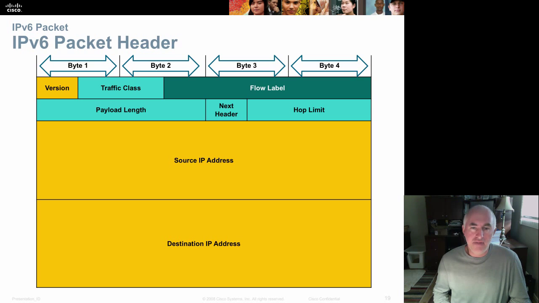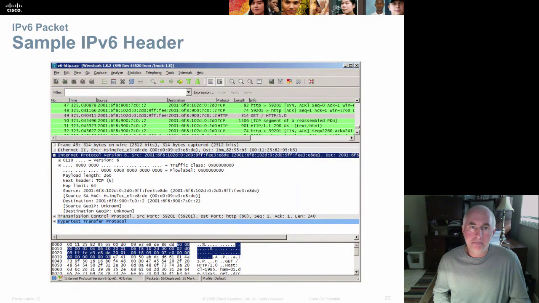Again, here's a look at the packet header. And you can see that, and will, when you do the labs for this chapter, the IPv6 packet can be looked at through Wireshark, and you can see those fields.